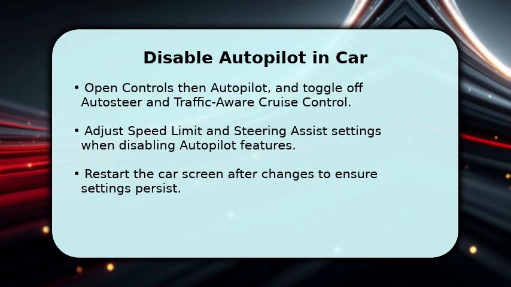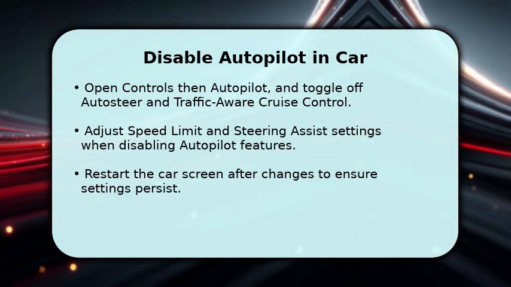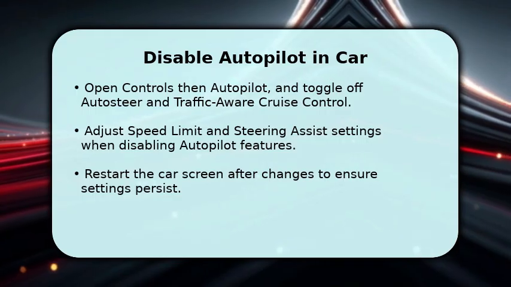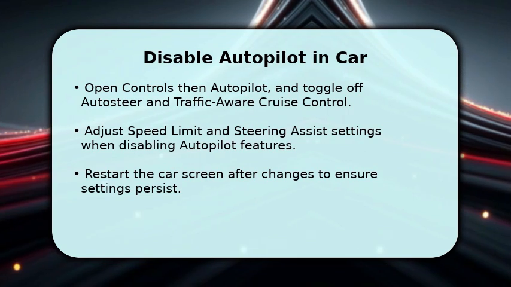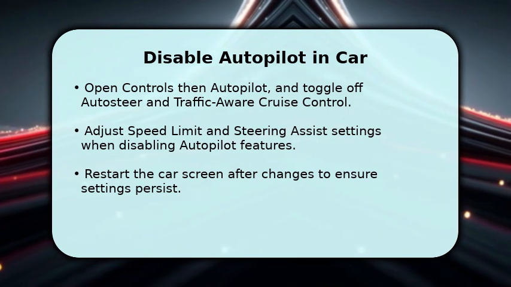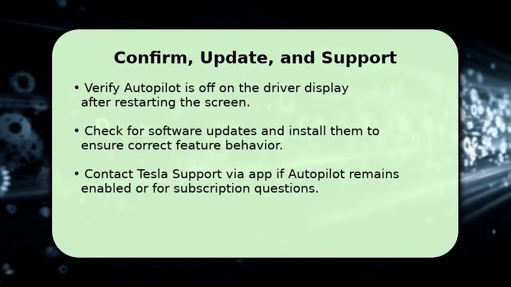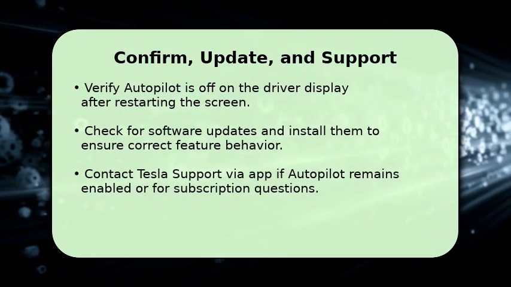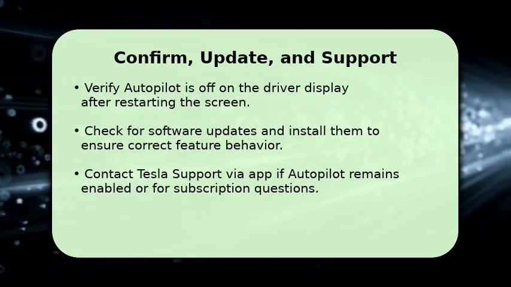Save changes and then perform a screen restart by holding both scroll wheels for 10 seconds. Verify the center display shows Autopilot features as off. This makes the car start in manual mode for your next drive. After disabling and restarting, always confirm Autopilot shows off on the driver display. Check for pending software updates and install them to ensure the car follows your settings.